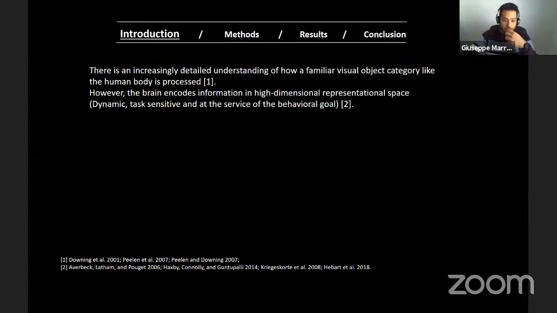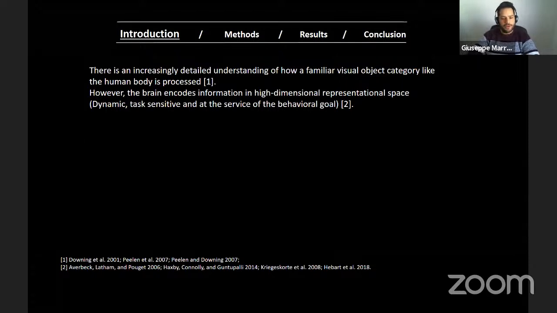Different studies have provided a detailed understanding of how a familiar object like the human body is processed. And we also know that the brain encodes stimulus information in a high-dimensional representational space. This encoding process appears to be dynamic, relatively task-sensitive, and it also may be at service of different and complex behavioral goals. What is actually less clear nowadays is to what extent specific body attributes like emotion might influence the activity of these body areas, and also whether the task performed may impact the representation of this object category.